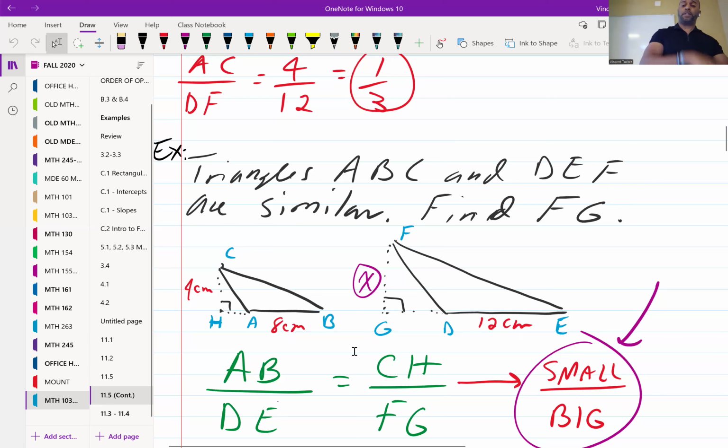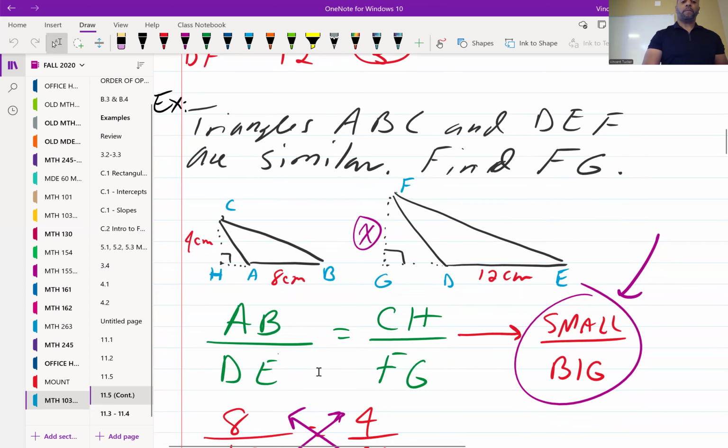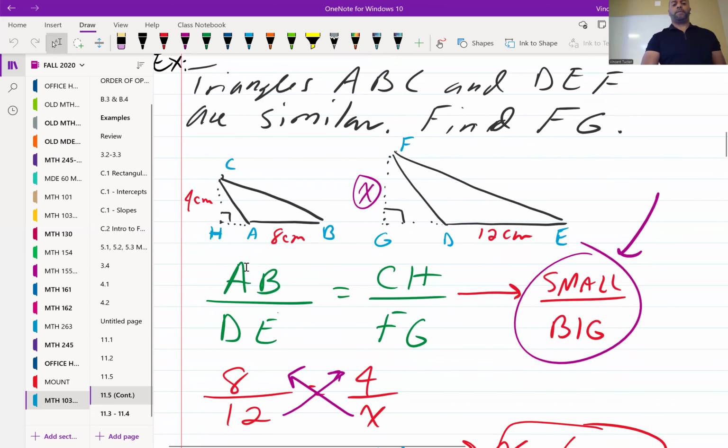So I decided to set it up as small side over larger side. I took AB, which is the base of my smaller triangle, and placed it over DE, which is the base of my larger triangle. So that'd be 8 over 12. And then CH, which is the height of my smaller triangle, placed over the height FG of my larger triangle. FG was the missing side that we were looking for, so I just called that X. So it's 4 over X.